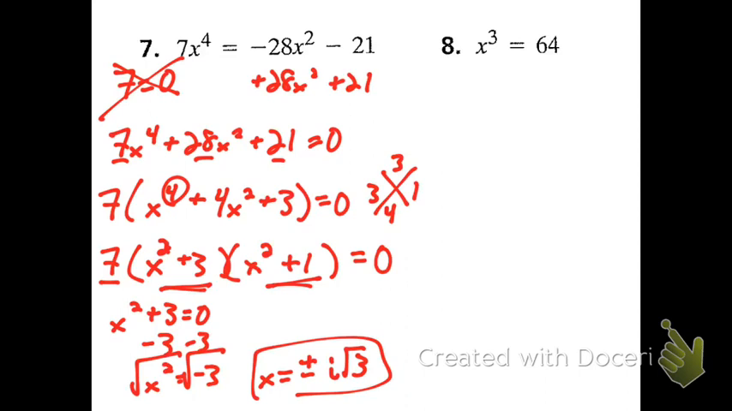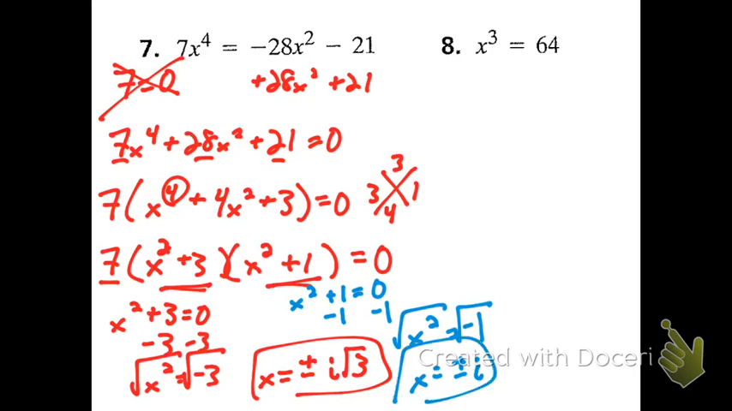Then, my other solution, I get x squared plus 1 equals 0. Subtract 1 from both sides. X squared equals negative 1. Square root both sides. You guys know what the square root of negative 1 is? Hopefully you know it's i. So 1, 2, 3, 4 solutions there because we have a positive and a negative.